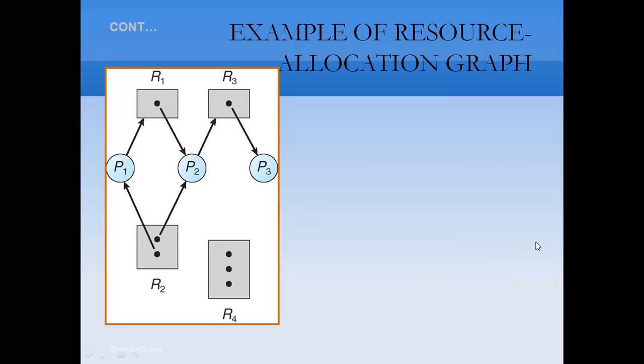If each resource has exactly one instance, then a cycle implies that a deadlock has occurred. If the cycle involves only a set of resource types, each of which has only one single instance, then a deadlock has occurred, and each process involved in the cycle is deadlocked. If a resource allocation graph does not have a cycle, then the system is not in a deadlock state. If there is a cycle, then the system may or may not be in a deadlock state.